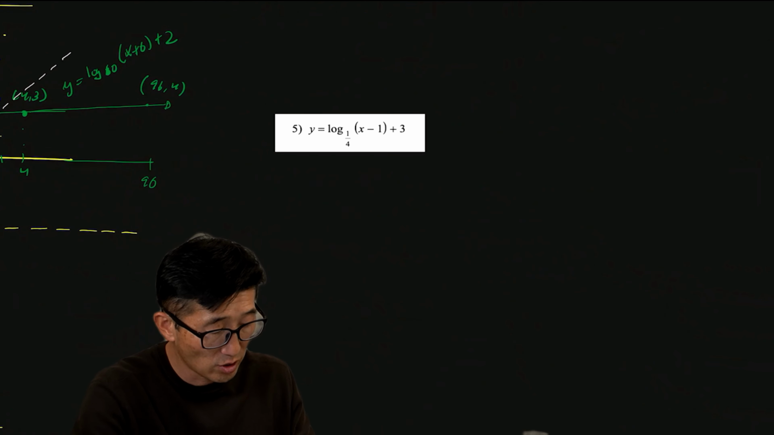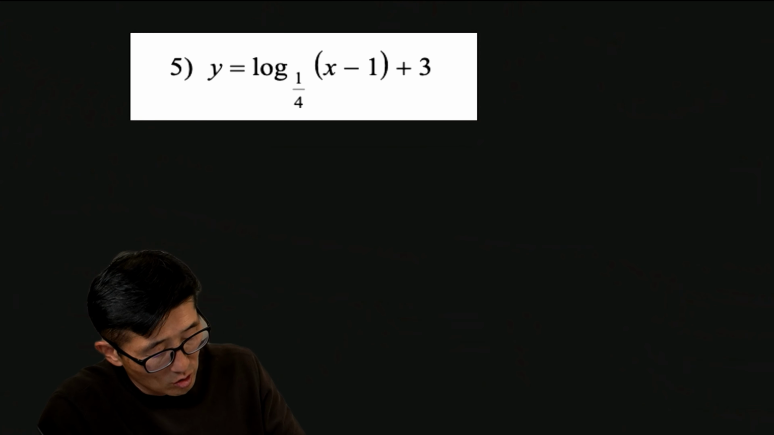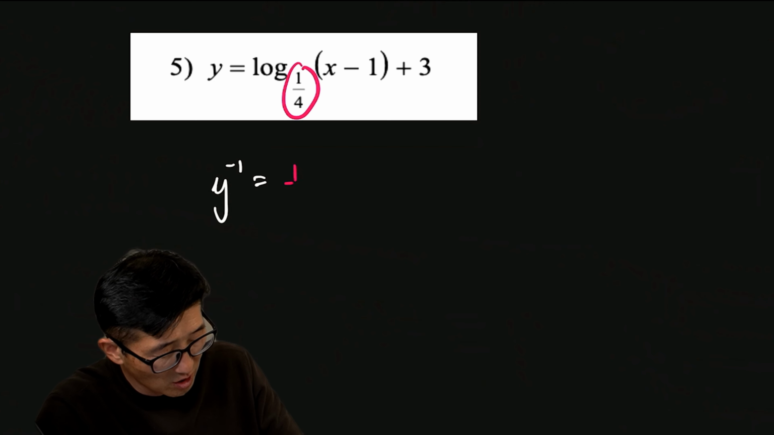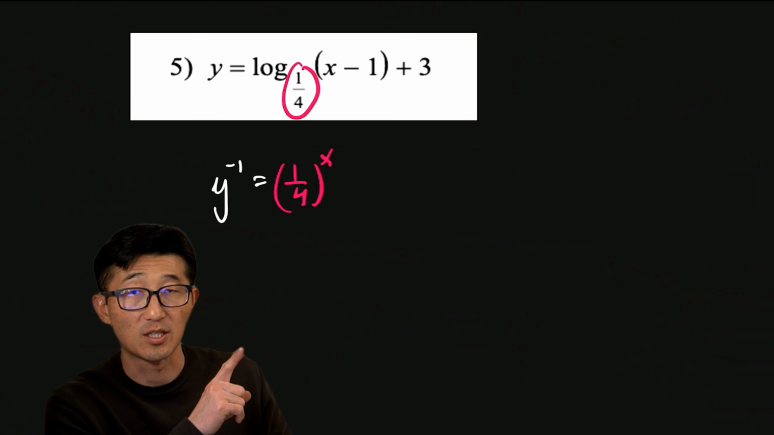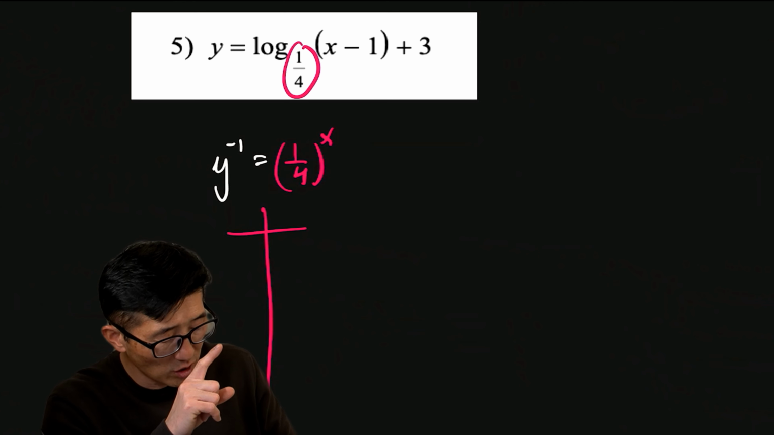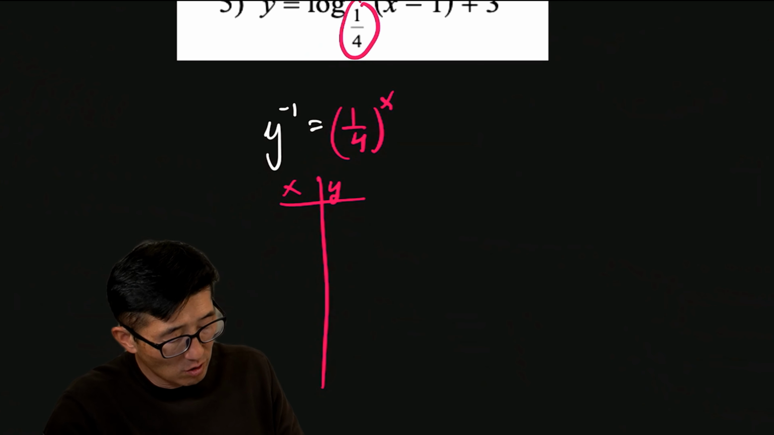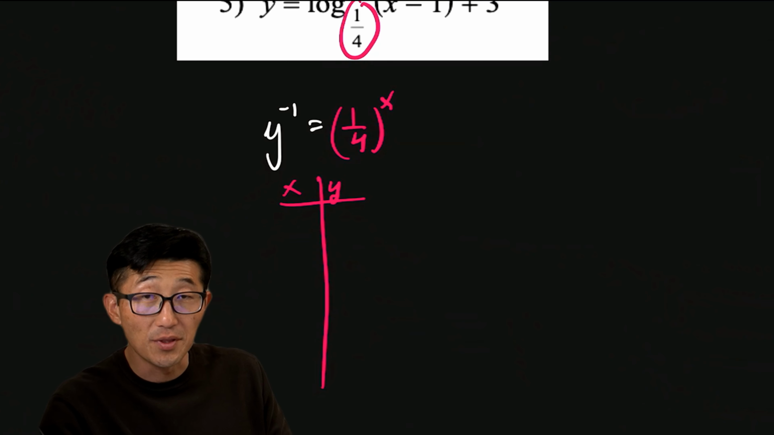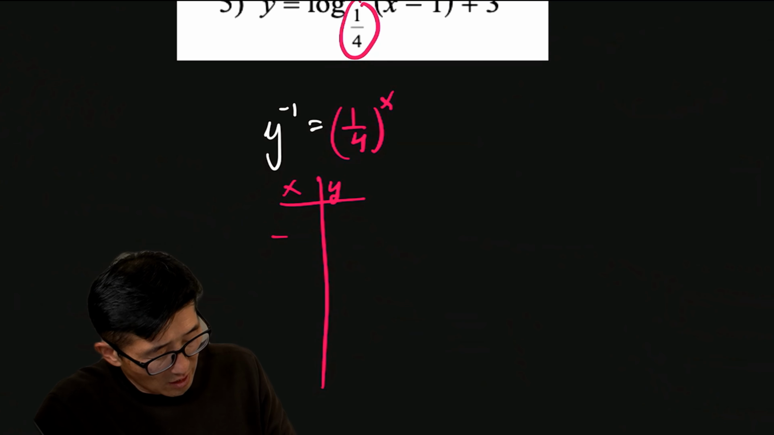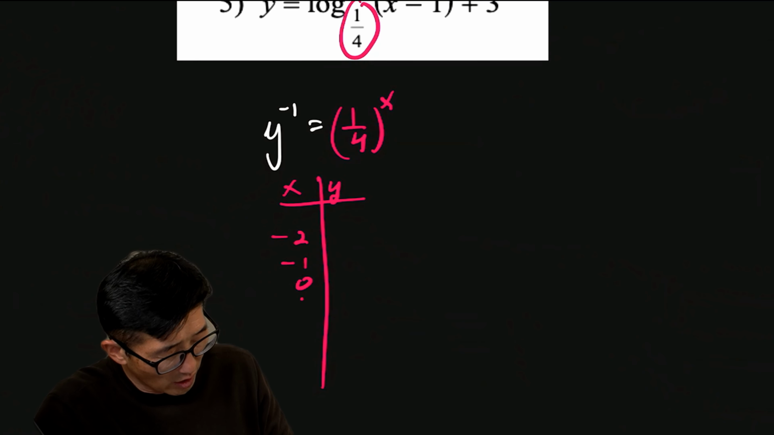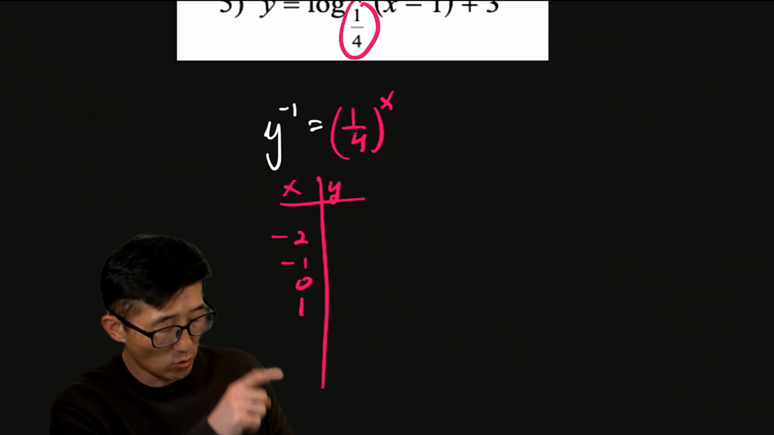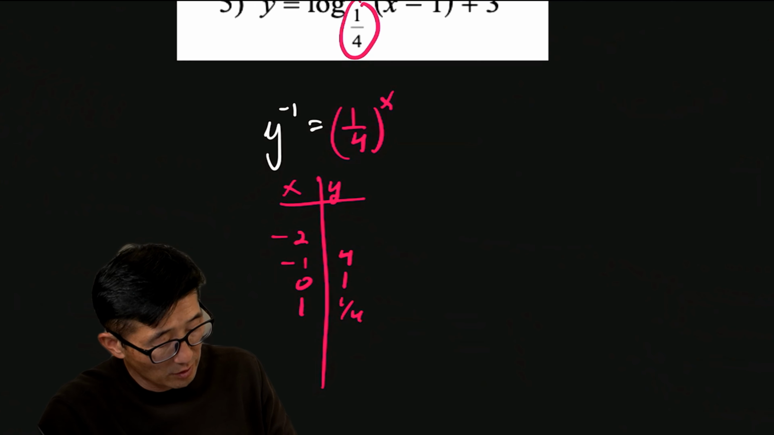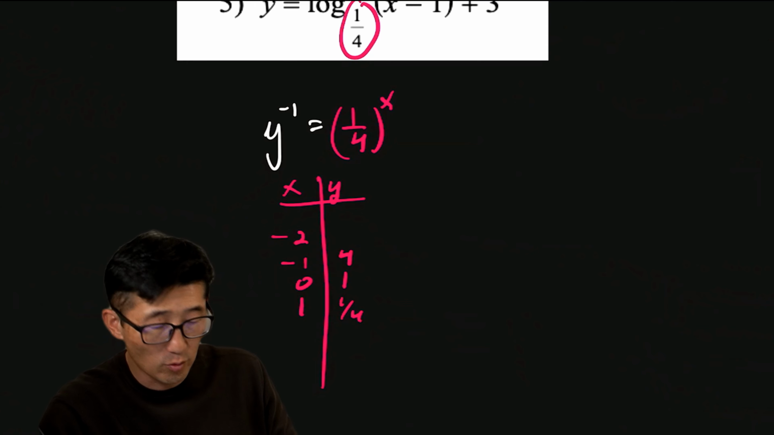Okay, let me do it one more time. Again, we're going to switch this to an inverse graph, an exponential form, but the base here is 1/4. So this is going to become 1/4 to the x power. We're going to list the coordinates for this one. I'm going to plug in easy numbers, and since the base is 1/4, I'm going to use a couple of negatives: -2, -1, 0, and 1. If I plug in 1, you get 1/4. If I plug in 0, you get 1. If I plug in -1, you get 4. If I plug in -2, you get 4 to the second power, which is 16.